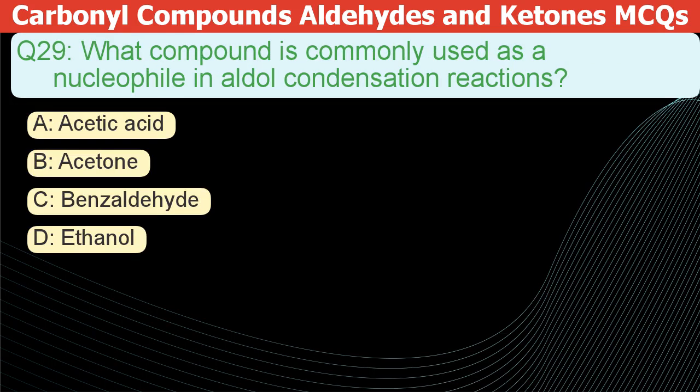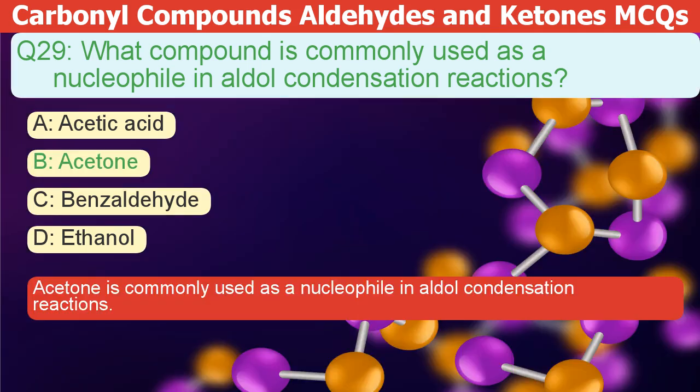What compound is commonly used as a nucleophile in aldol condensation reactions? A. Acetic acid. B. Acetone. C. Benzaldehyde. D. Ethanol. The correct answer is B. Acetone is commonly used as a nucleophile in aldol condensation reactions.